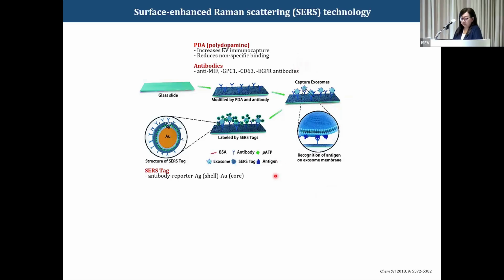And the EVs were captured on the glass slide by binding to the antibodies. And then the tag, which consists of the antibodies, reporters, and nanostructured particles of gold and silver, was added. And then the signal was analyzed.